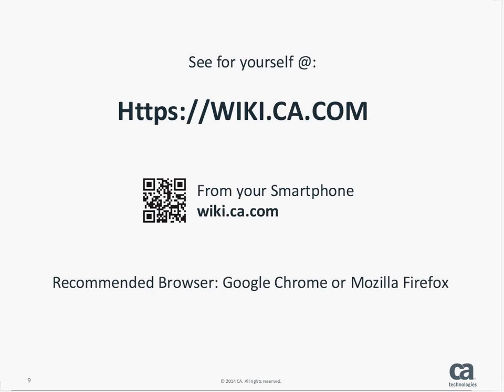So if you'd like to check out the cleanup wiki space or any other CA product documentation spaces that are out there, you can go to wiki.ca.com and just use that drop-down menu to select the product that you want to look at. We let you use Google Chrome or Firefox for the best experience. So that's what I have, if there are any questions.